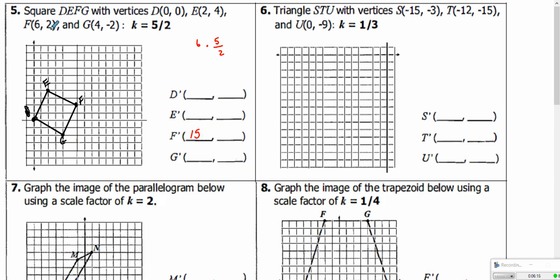2 times 5, right? We'll do 2 instead. 2 times 5 is 10. 10 divided by 2 is 5. G, 4, right? Put a 4 there. 4 times 5 is 20. 20 divided by 2 is 10.